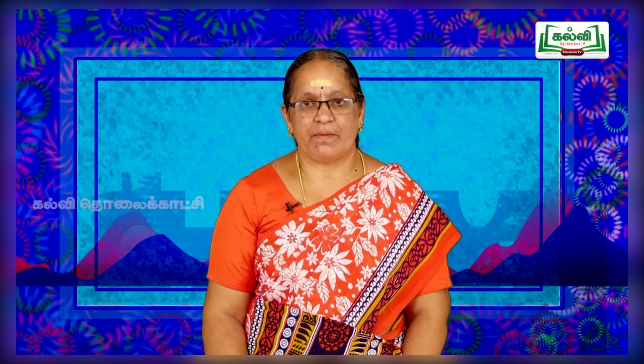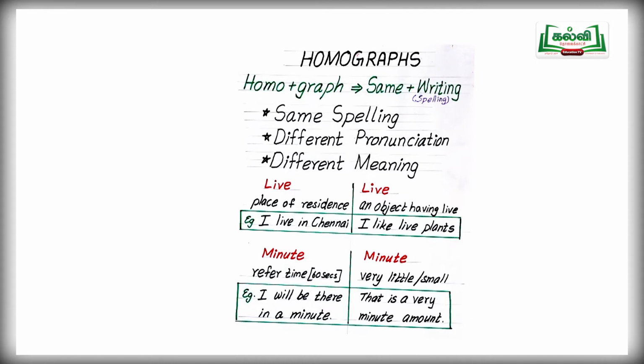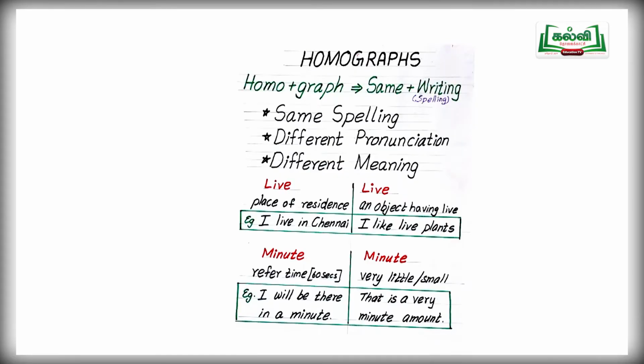Live, live. L-I-V-E, live, place of residence. Example, I live in Chennai. Second, L-I-V-E, live, an object having life. I like live plants. Second example is minute, minute. M-I-N-U-T-E, minute refers to time, that is 60 seconds. Example, I will be there in a minute. M-I-N-U-T-E, minute, very little or small. That is a very minute amount.